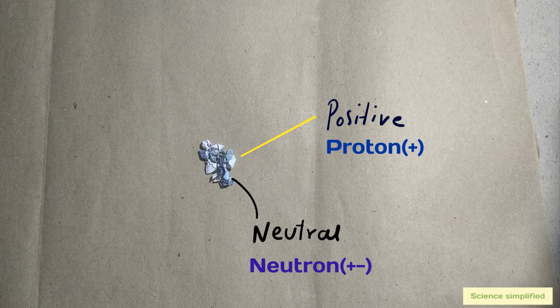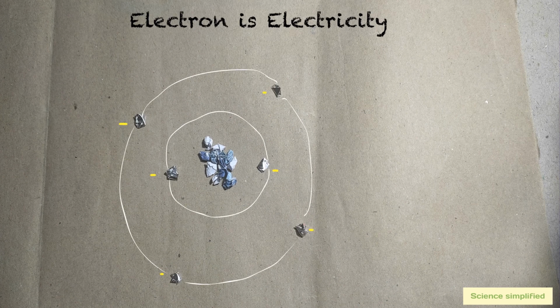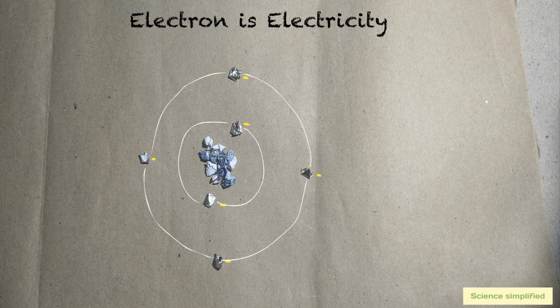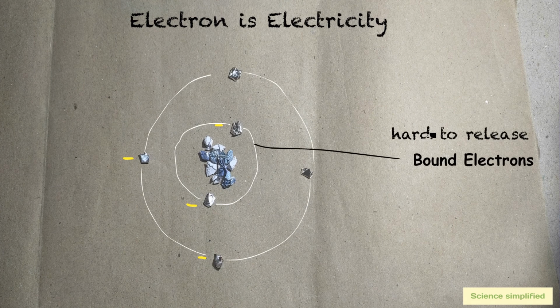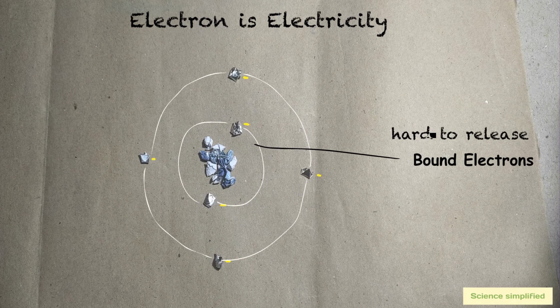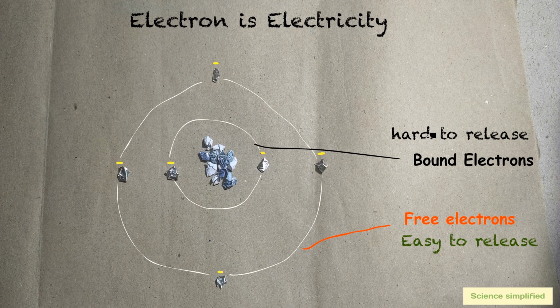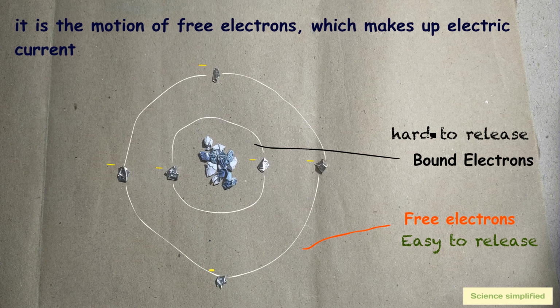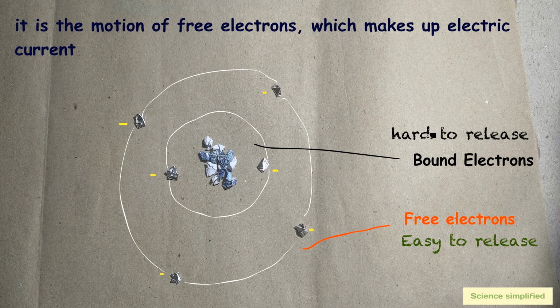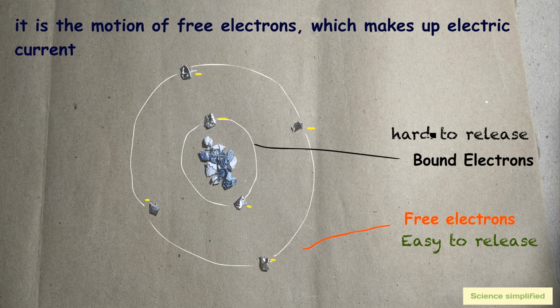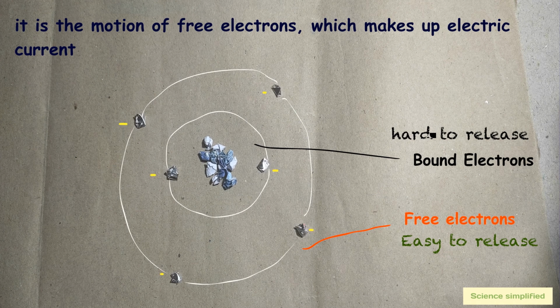Around this nucleus we have the electrons, which are revolving in the electron cloud. They have round shells. Here I am displaying the electrons. These electrons have a negative charge and they revolve around the nucleus because the nucleus is constantly attracting these electrons towards the center. The electrons which are closer to the nucleus are called bound electrons.